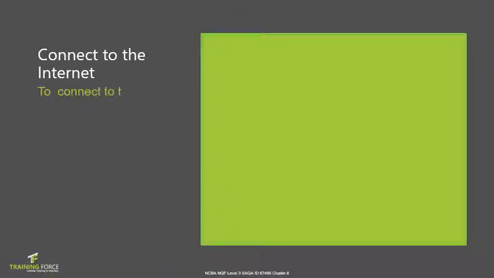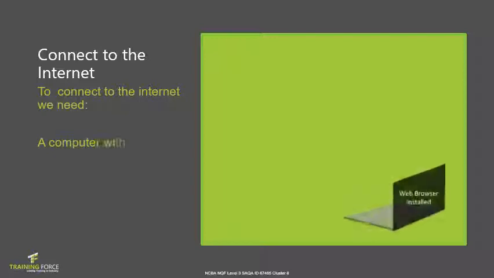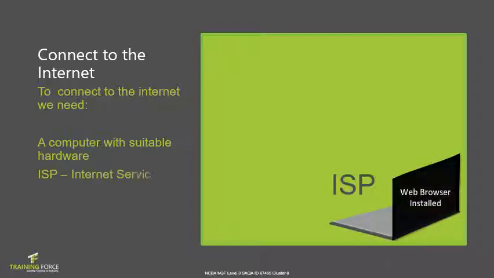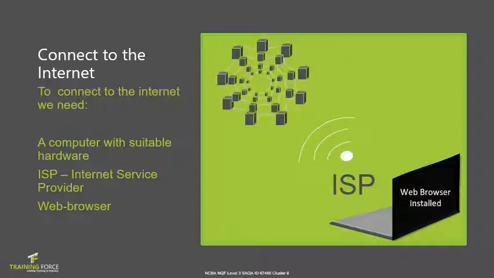To connect to the Internet, we need a computer with suitable hardware, meaning the suitable network card to be able to connect to the Internet. Then we need an Internet service provider, commonly known as an ISP, and a web browser. An ISP is an Internet service provider that provides you with an Internet connection, usually at a monthly fee.